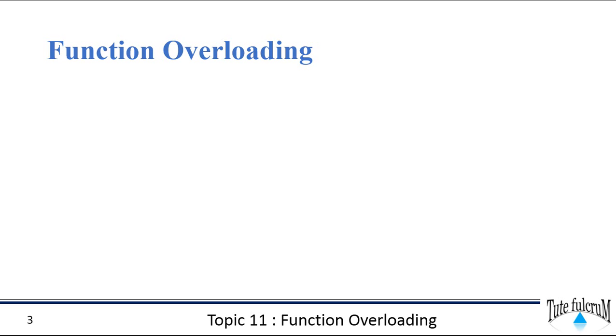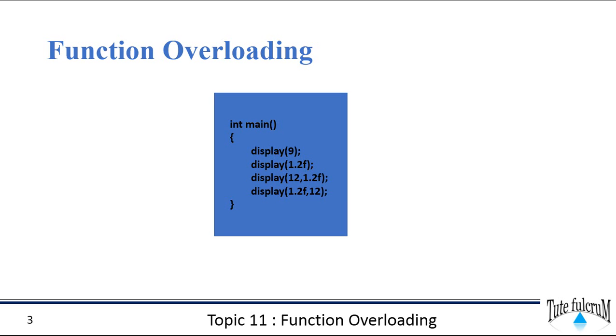Let's take an example to understand this. In the main, I'm invoking 4 functions and all the 4 functions have the same name display, but they differ in their parameter list. So I can say that I have overloaded the display function because all the 4 functions have the same name but they differ in the parameter list.